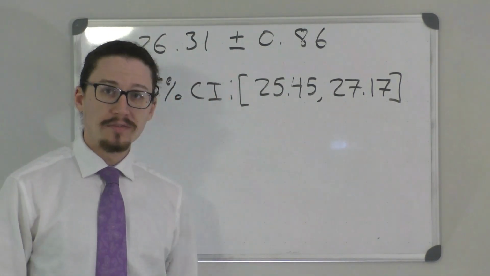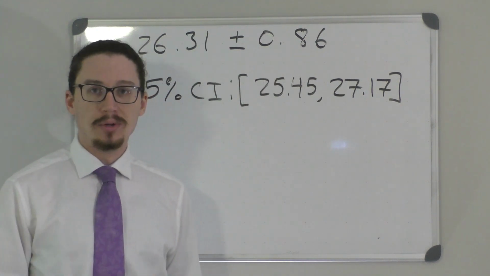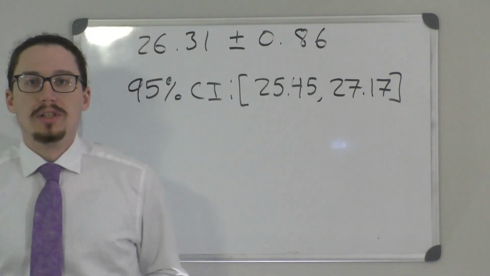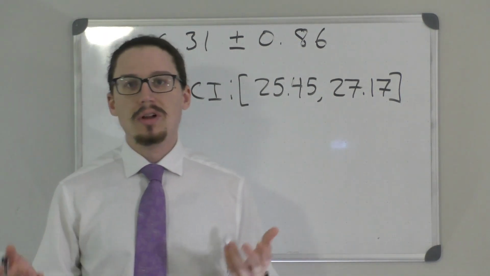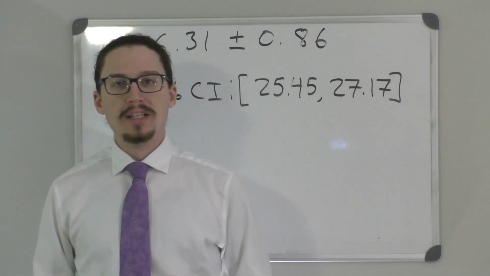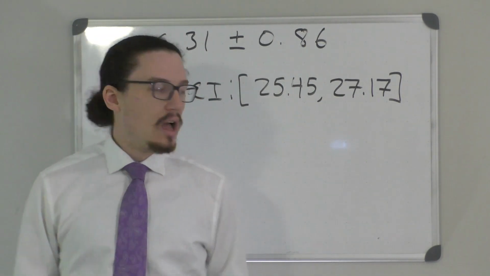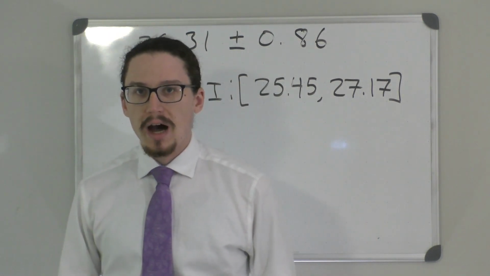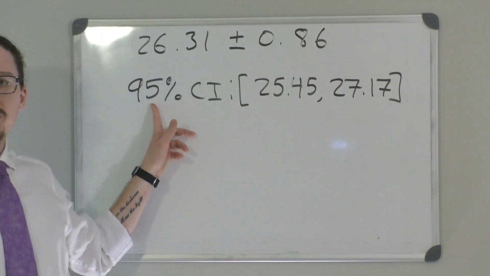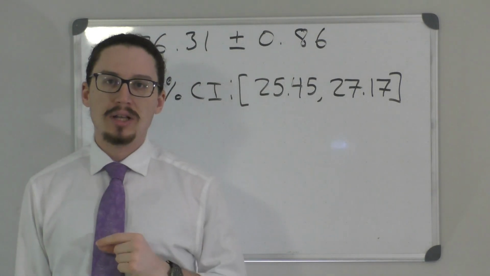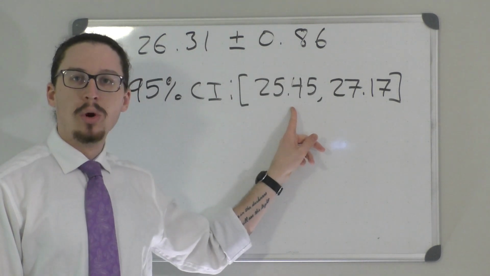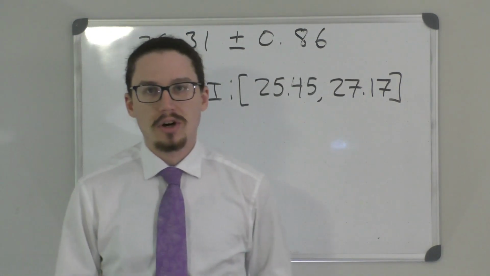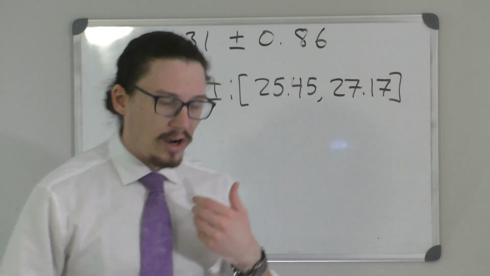So the way we interpret these is a little bit different once we actually have an interval estimate. We're no longer going to be able to say something useful about the probability. Instead, we're going to rely on this idea of confidence. So the way we'll say this, and this is the interpretation for this specific one, is: I am 95% confident that the population mean is between 25.45 and 27.17. That is how we would interpret this.